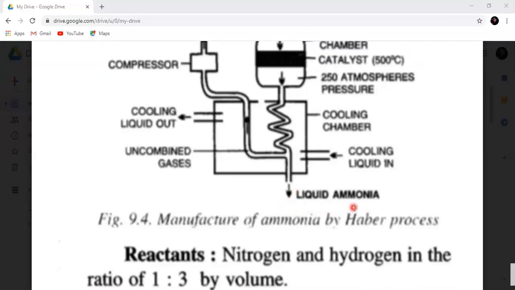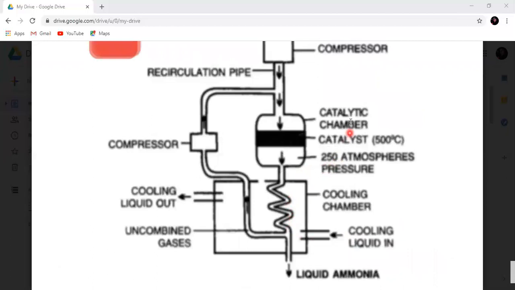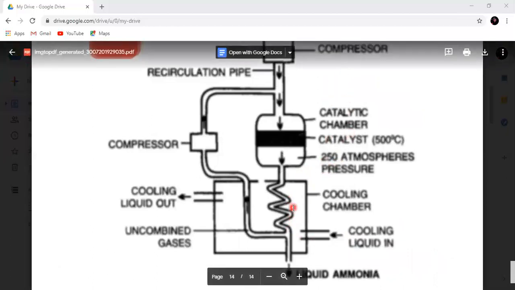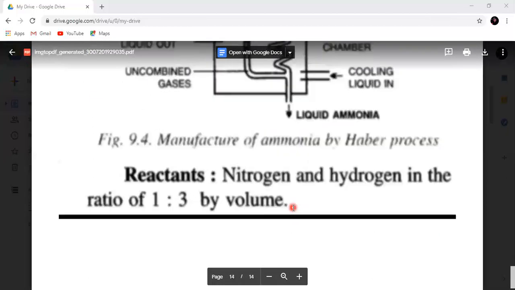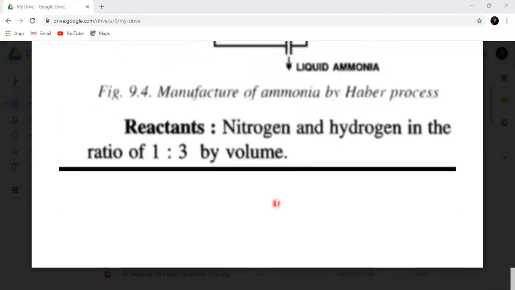But this is not the end. This liquid ammonia is only 15%. This process is recycled again and again until the 98% is formed. And the ratio is 1:3 here.